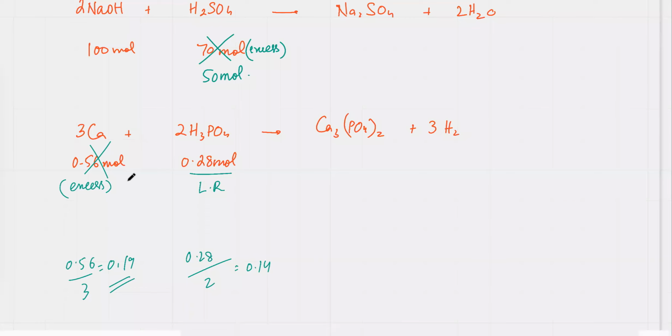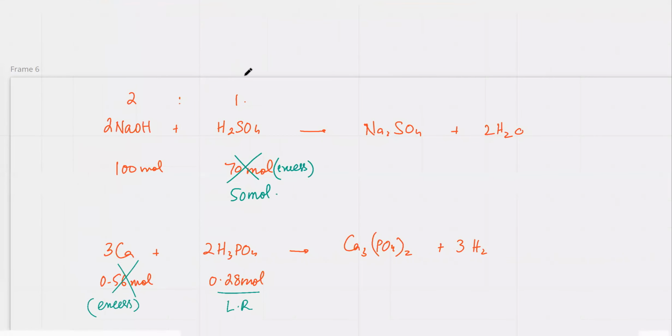Yes, sir. Okay, I can apply it over here as well. Take 100 moles, divide by 2. Take 70 moles, divide by 1. Which one is the bigger number? 100 divided by 2 is 50, 70 divided by 1 is 70. This is the bigger number, that's in excess. You cut it out, okay? Don't use that in your calculations.